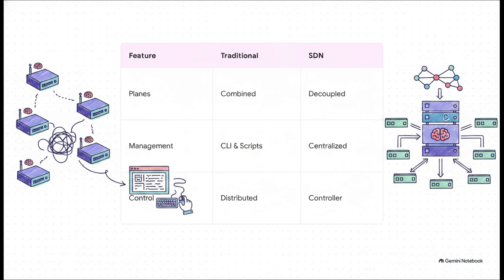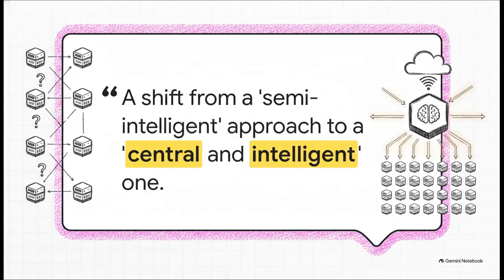But with SDN, we actually pull the brain right out of the individual devices and put it into a centralized programmable controller. This controller calculates the best paths and simply sends flow instructions down to the switches to do the heavy lifting. The industry documentation highlights just how massive this architectural shift is. It's a complete move away from a semi-intelligent distributed model, where devices were essentially just figuring things out locally, to a highly efficient, central, and intelligent system.